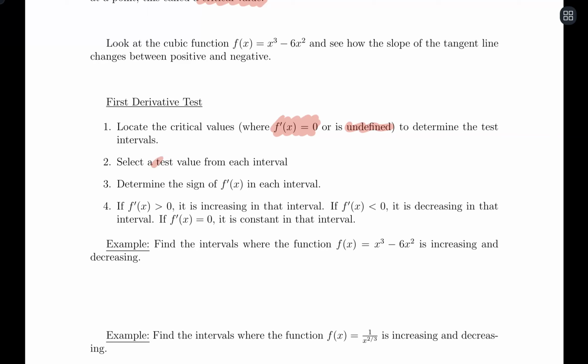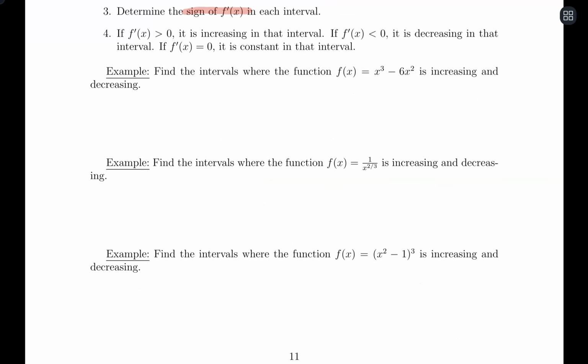What we're going to do is select a test value from each of those intervals. So it's going to be a value for x that's landing in those intervals that we can evaluate the derivative. So that's our next step, is to determine the sign of f prime of x in each of those intervals. If it's positive, it's increasing. If it's negative, it's decreasing. If it's equal to 0 in that interval, then we're seeing a constant function. So let's go through some examples of how we apply this.